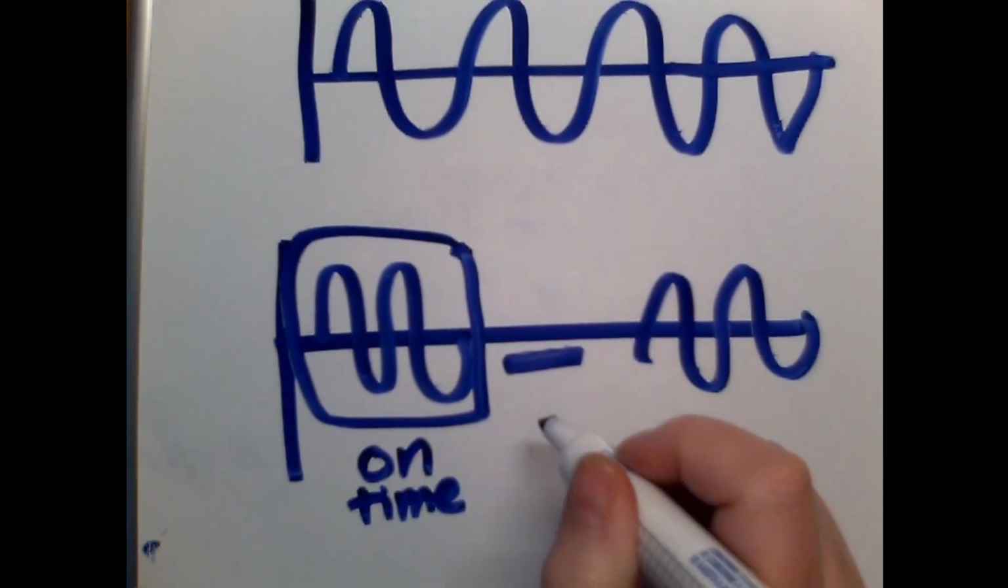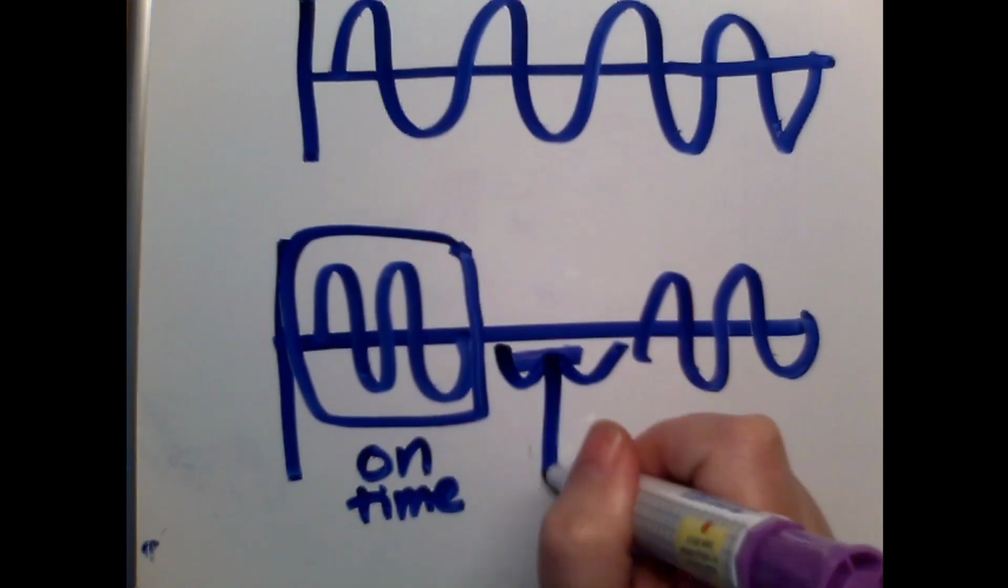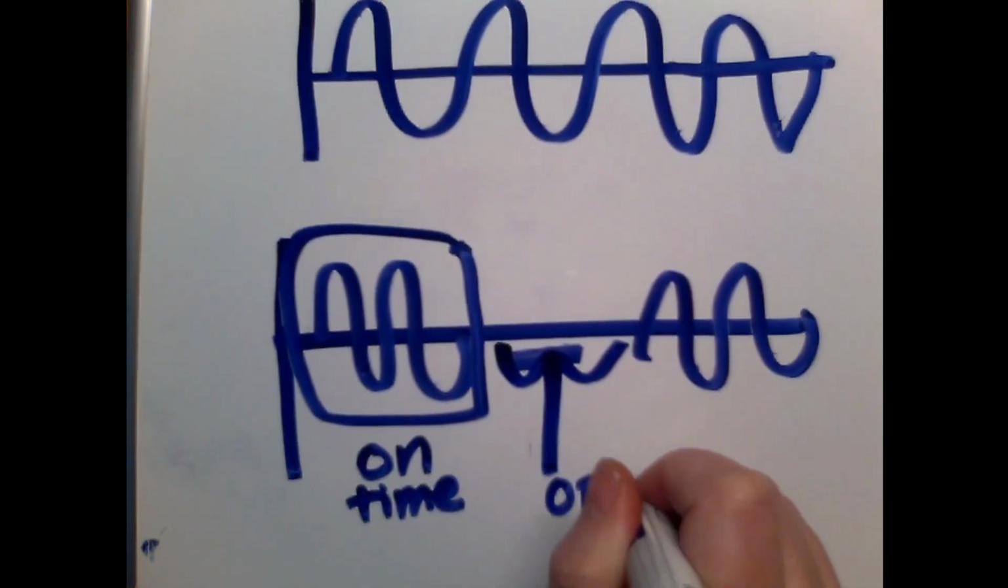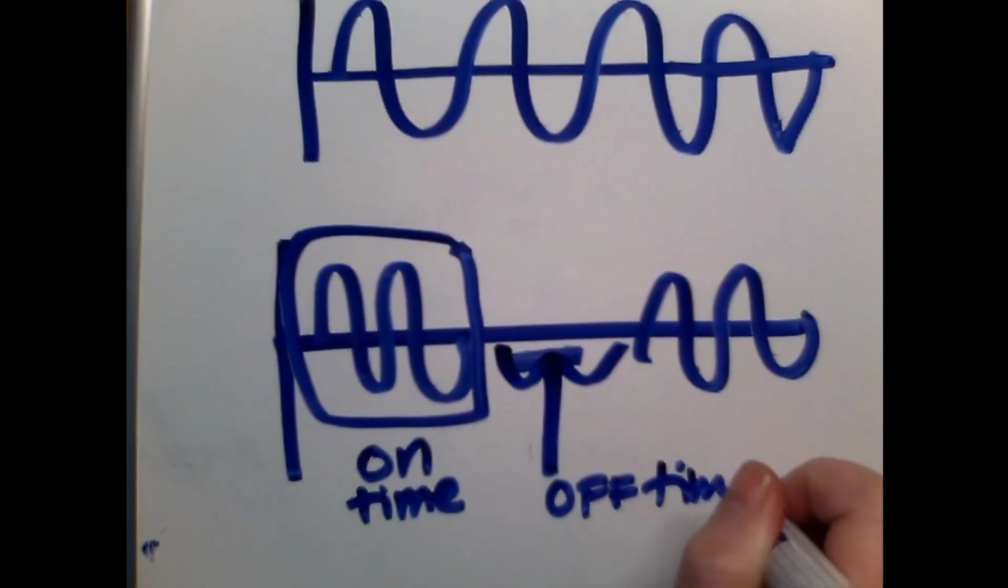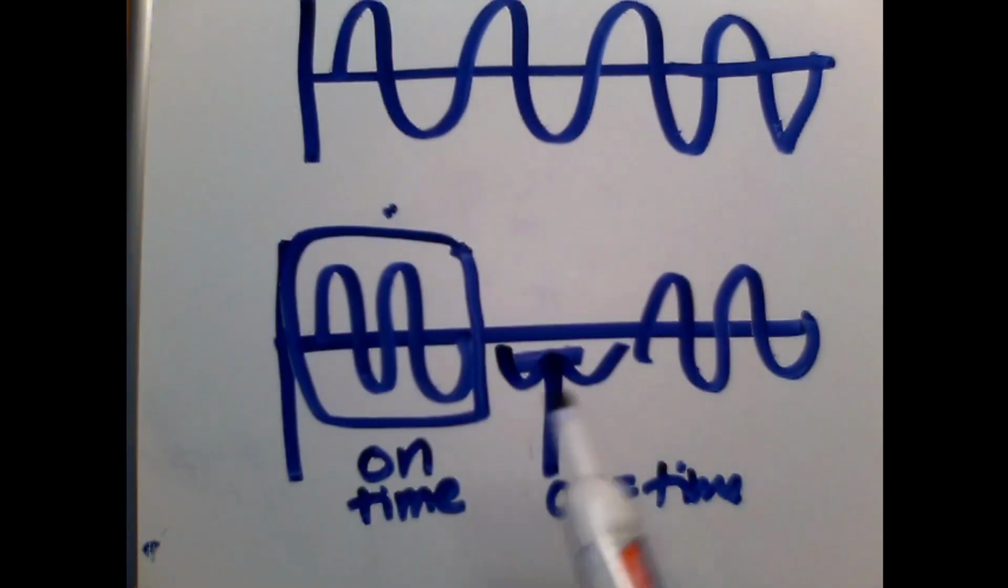Right? And this break in between here, this is off time. And that makes sense. The machine is on when it's sending the pulse. The machine is just listening, it's off, when it's waiting for that pulse to come back.